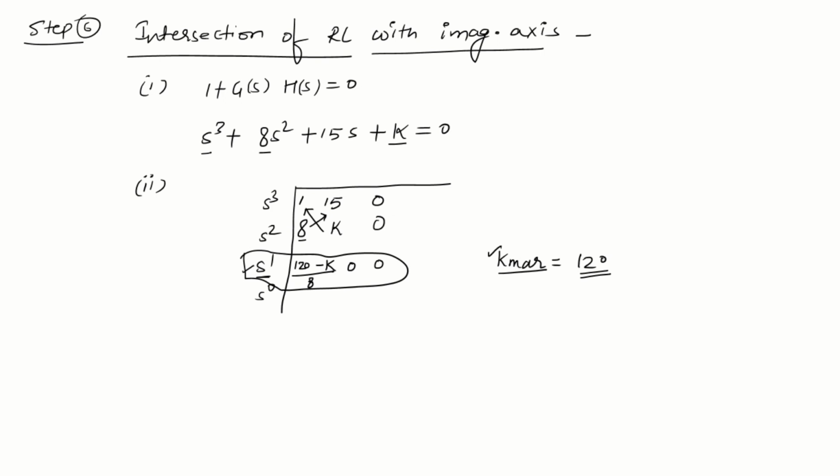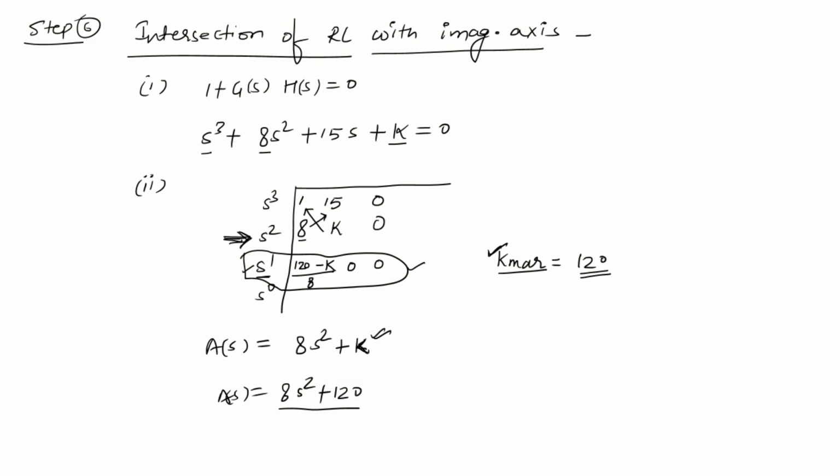Now in the next step, we will form the auxiliary equation from the row above the 0 row. So we will form the auxiliary equation of this row. This will be 8s square plus k s to power 0. So this will be 8s square plus k. Next, we will put this value of k marginal instead of k. So this will be 8s square plus 120, and the roots of this auxiliary equation equal to 0 will give the value.